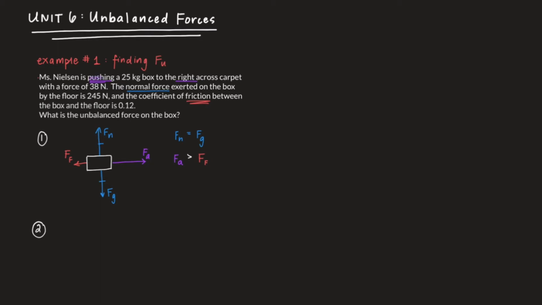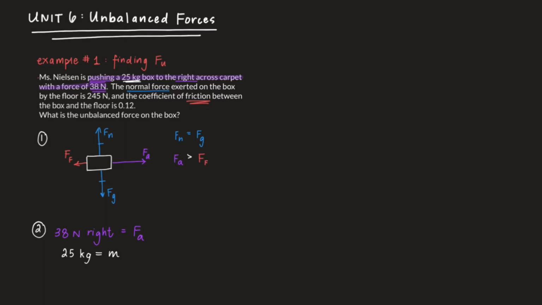Moving on to step 2, to write down our givens. I am pushing the box to the right across carpet with a force of 38 newtons. So 38 newtons to the right is my applied force. We have to write that down: 38 newtons to the right is equal to my applied force Fa. Also, it tells me the mass of the box is 25 kilograms. Remember, kilograms is the unit for mass.